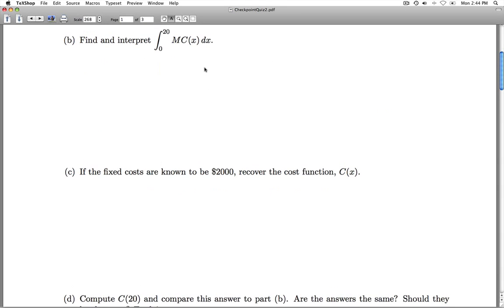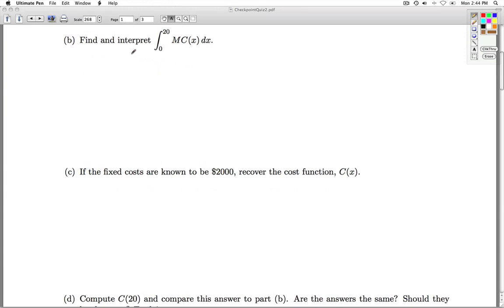Part B, an honest-to-goodness Applied Calc 2 question now. Find and interpret the definite integral from 0 to 20, MC of x dx. So, I integrate the marginal cost function, and we're going to apply the fundamental theorem of calculus to find this integral. The first thing we have to do is find an antiderivative.